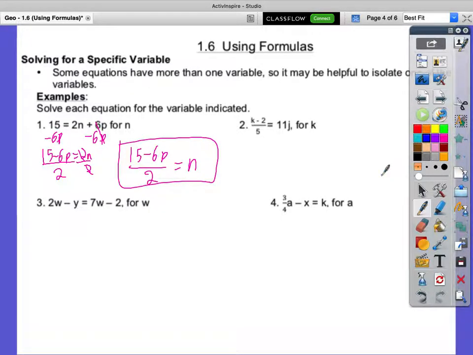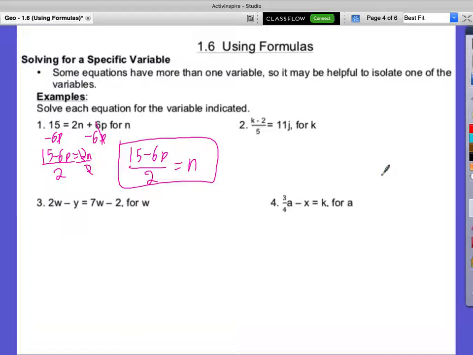So, on our next one, you pick. k minus 2 over 5 equals 11j. What variable are we solving for? K, okay? Solving for k. It's like somebody sent you a long text, you say k, okay? Or you give them this equation and tell them to solve for k, and just give them the math equation, okay? Hey, how would we get k by itself here, Peyton?